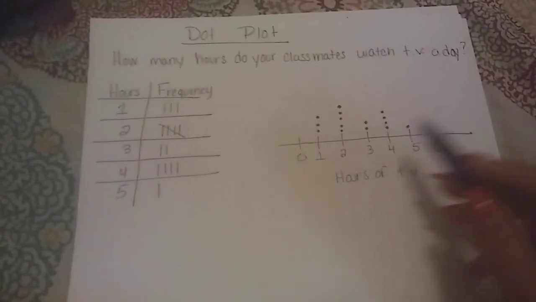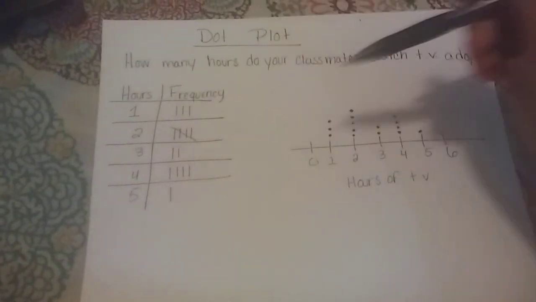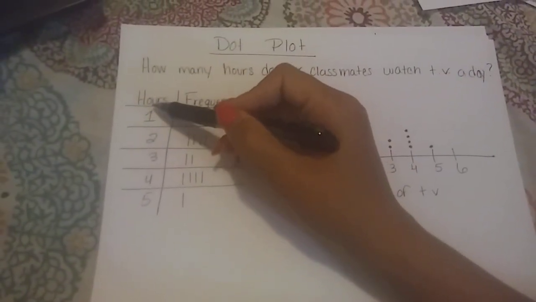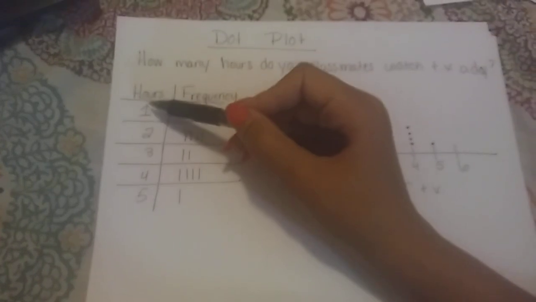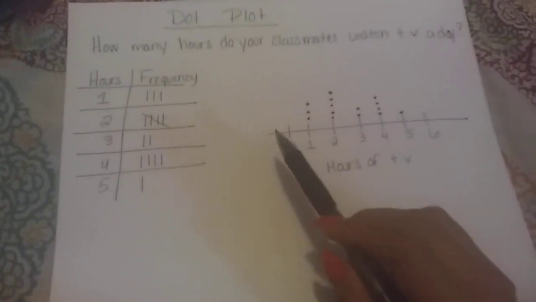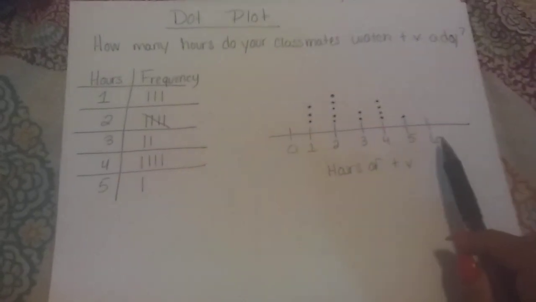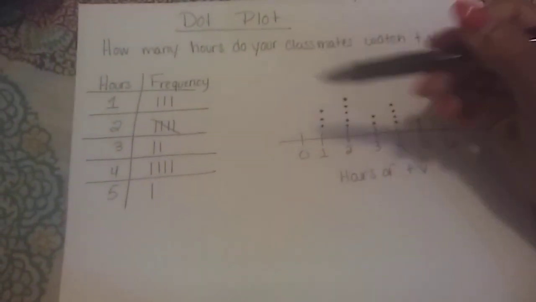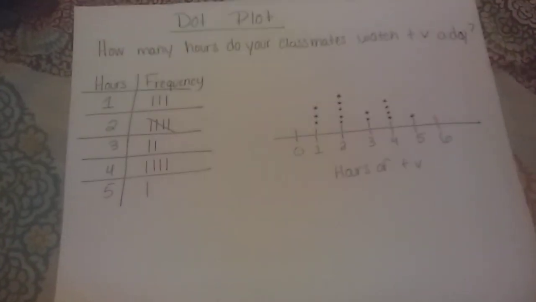So what you do, when you have a dot plot, is create your number line. Make sure your number line includes every number that is in your data. So in this case, it has to have every hour that you're going to be putting in there: 1, 2, 3, 4, and 5. And that's what we did here. I just included 0 and 6. That's up to you. You don't have to do that. All right. So then we're going to go back to our chart.